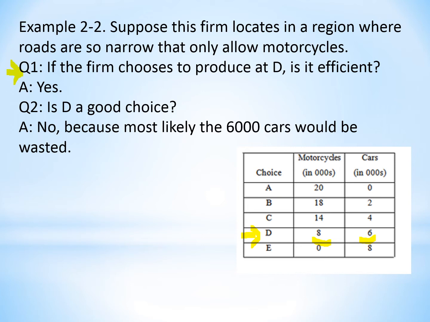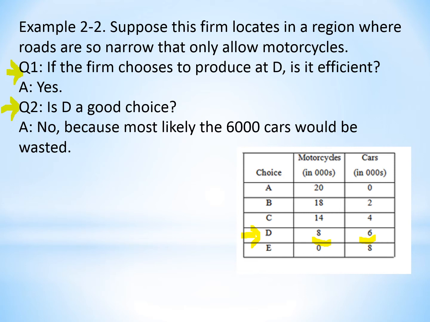Okay, so I would like you to know that question number 1 is a positive economic question. Remember, positive statement, normative statement. The farm produced at D, which is on the PPF, so it is efficient. We have a yes or no, a correct or incorrect answer for this one. As for question 2, this is a normative question. It asks you to judge whether this is a good choice or not. When it comes to normative economic questions, we don't have a fixed answer.